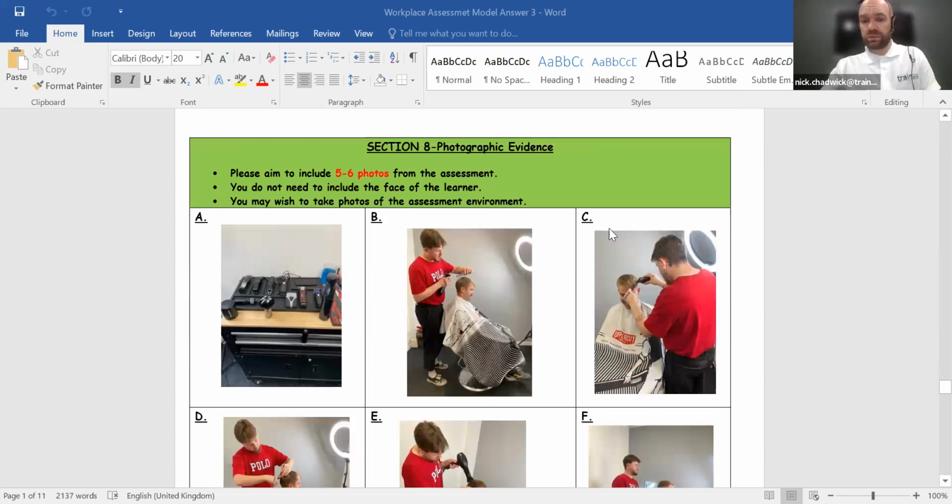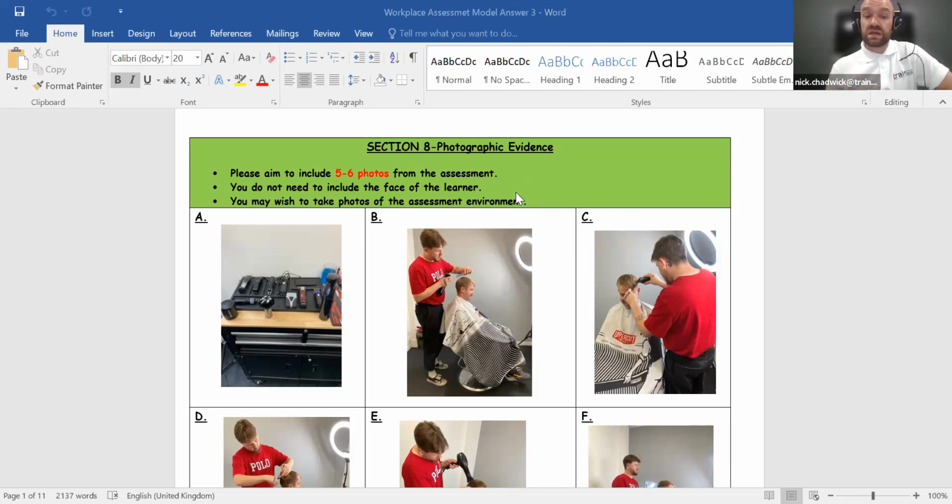Okay, we're making very good progress through this assessment. Now, section 8 is photographic evidence. So please do aim to include somewhere between 5 to 6 photos for each assessment. You do not need to include the face of the learner. So if you're working within perhaps a sensitive or confidential workplace, you don't need to take photos of the learner's face. It could be the back of the learner's head, or you could even blank out the learner's face.